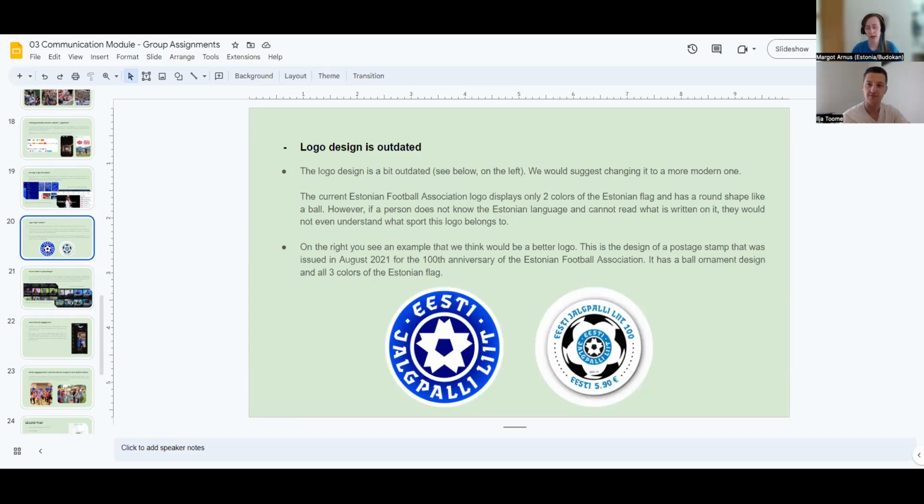And on the right, we have a postmark they actually designed for the 100th anniversary of the Football Association. And there you can definitely see it's about football. It includes all the Estonian flag colors, and you could also add the text in Estonian and English because the name is in 2 different places.